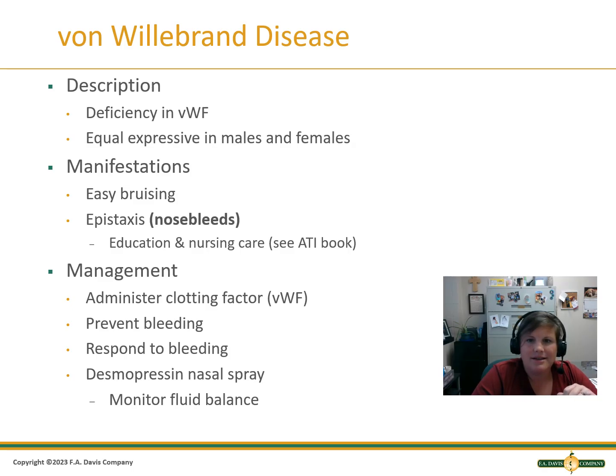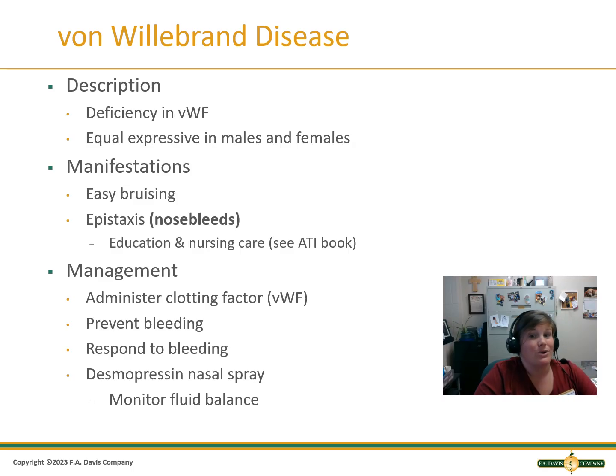How do we manage it? One way would be administering clotting factor, and this one specifically would be the von Willebrand factor. Another would be desmopressin nasal spray. Desmopressin can actually be administered in multiple forms: intranasal, intravenous, sub-Q, which is actually not as common. But with that, it's going to release factor 8 and VWF into the bloodstream. So it's going to help replace that deficiency of the clotting factors.